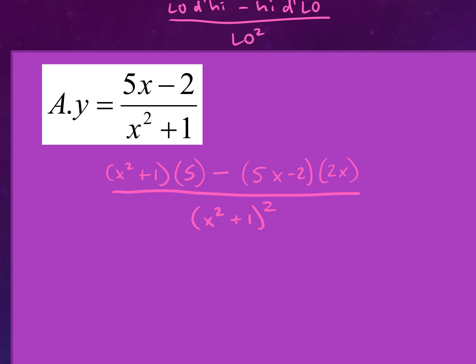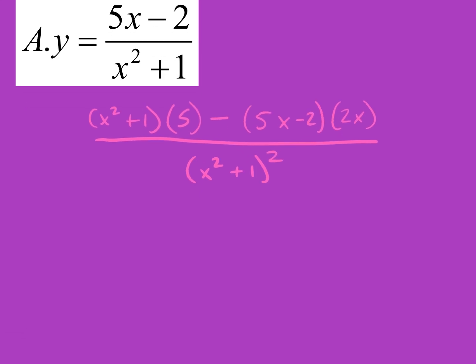Now, when you do the quotient rule, you're starting with a fraction. Your formula is a fraction. Most of the time, your answer is going to be a fraction unless it simplifies out. But most of the time, your answer will be a fraction also. You don't have to FOIL out the bottom. You just leave it as x squared plus 1 squared. That's fine. But we do have to simplify the top.